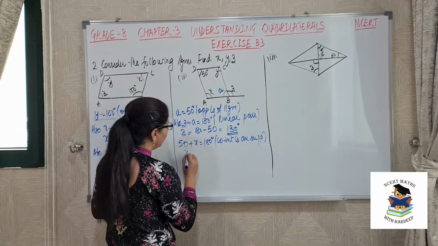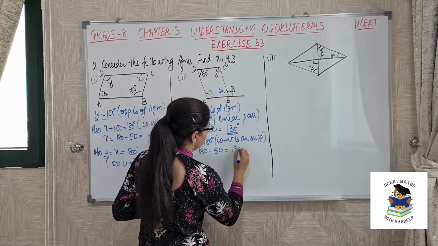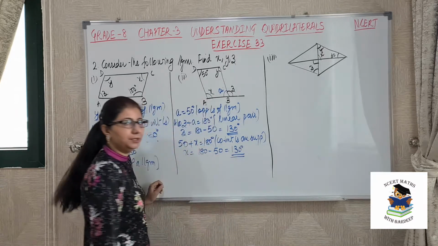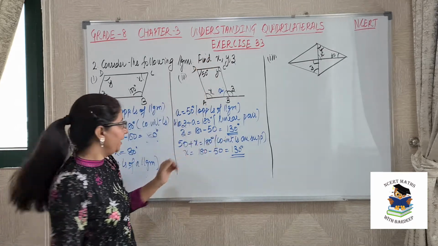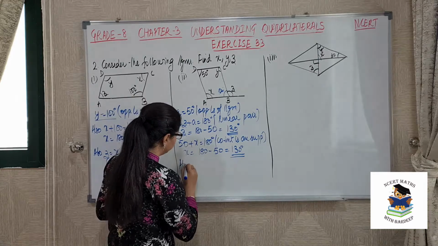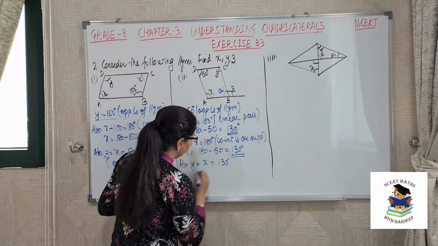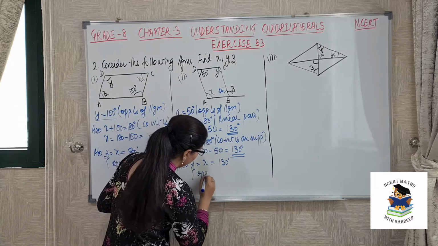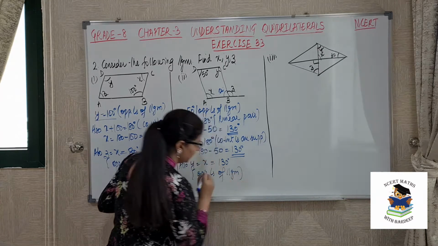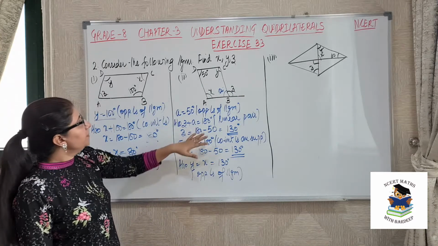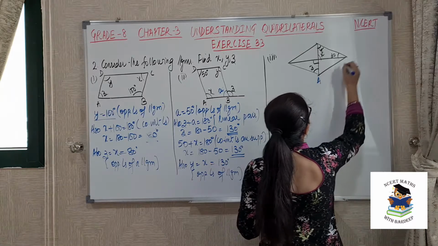Okay. So what is x then? 180 minus 50, this is 130 degree. Once we have x, same is the value of y. Also y is equal to x, this is 130 degree, but the reason is opposite angles of parallelogram. Okay, so very simple.